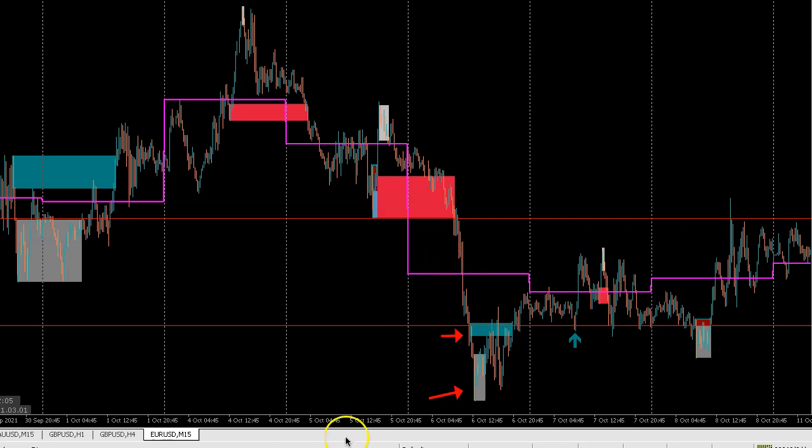But this is another strategy that I might go over later on, because this is more manual than anything else. You can't really use the EA for this. You have to use it manually. You can use the EA to enter, but for the exit, you will have to manage it yourself.